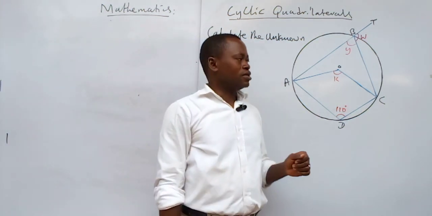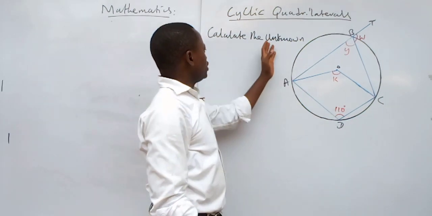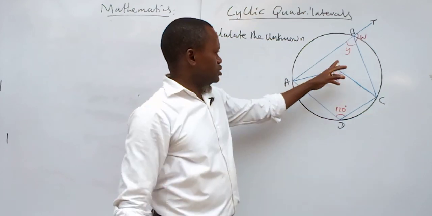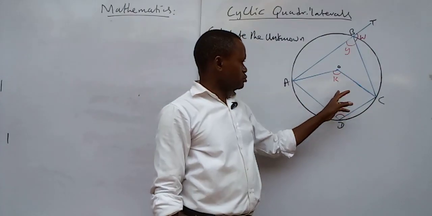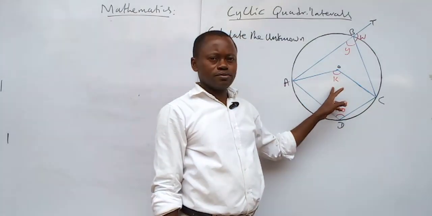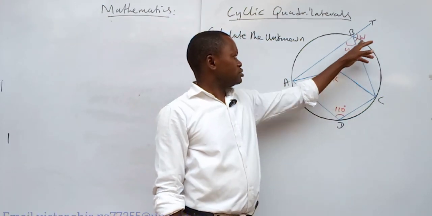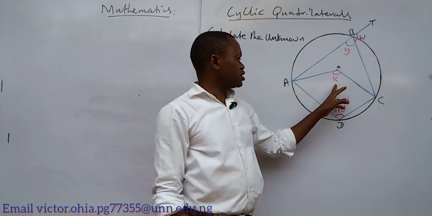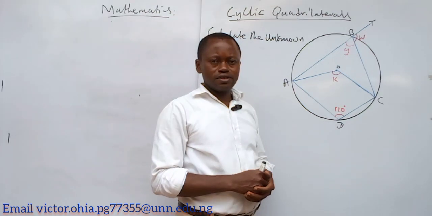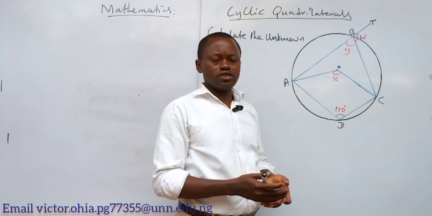The question says: calculate the unknown. There are some angles here that are not available. This W is not there, this Y is not there, this K is not there. So we want to calculate them. And how do we approach this?